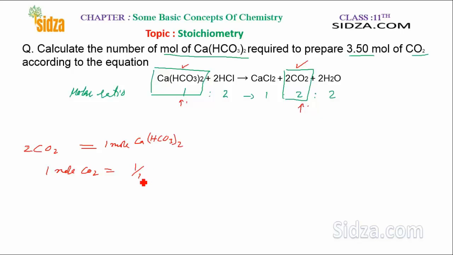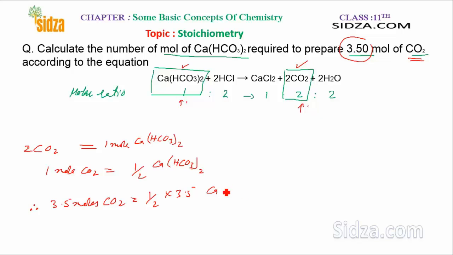It is 1/2 mole of calcium bicarbonate, right? And I need to check it for 3.5 moles of carbon dioxide. Hence, 3.5 moles of carbon dioxide will be equal to 1 by 2 times 3.5 moles of calcium bicarbonate, right?